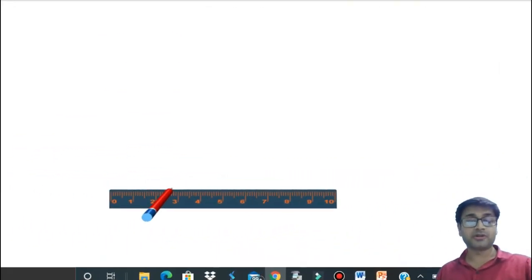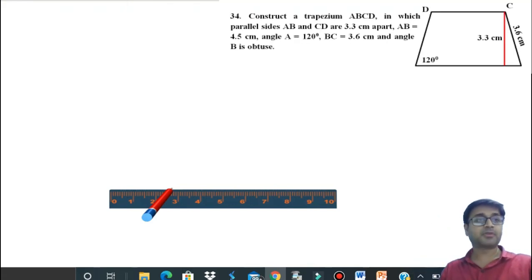Now the one which we are going to do, beautiful question, sum number 34. Come on, draw your rough diagram, come back, see what you have understood. Does it look like that? Yeah, what has been given? You've been given the base AB as 4.5. I'm taking base as AB. Angle A is 120 degrees. Height is 3.3 and BC is 3.6.